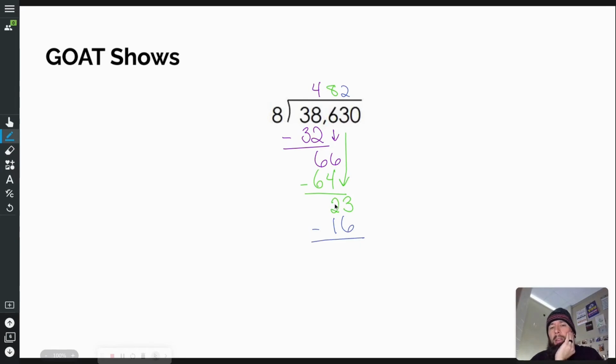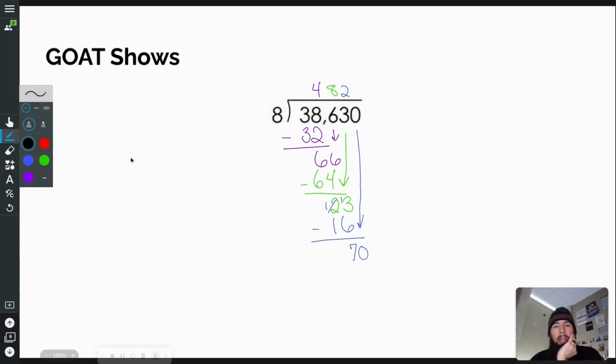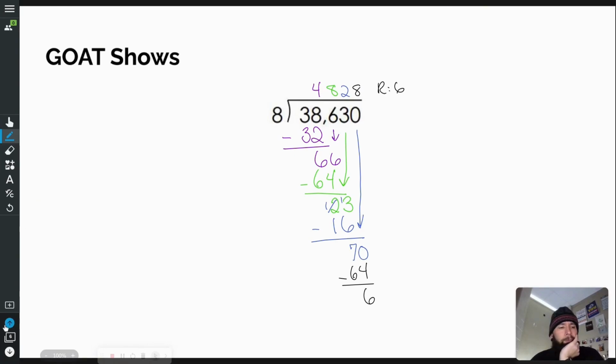Subtract. Borrow from the 2, make you a 13. 13 minus 6 is 7. 1 minus 1 is nothing. Drop down that last 0. 8 times what is 70? It doesn't work. So 8 times 8, though, is 64. 8 times 8, 64. Subtract. You get 6. No more numbers to drop down, so your remainder is 6.